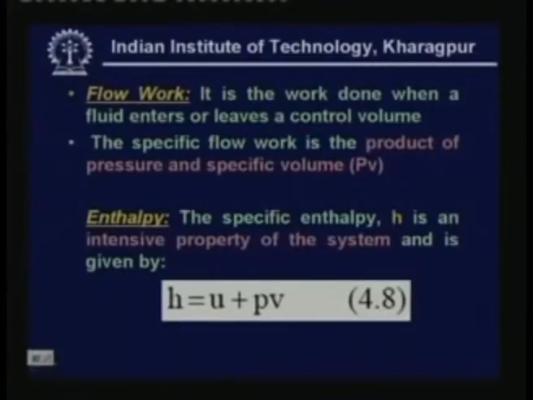Similarly, when the fluid leaves the control volume, it again has to do some external work against the pressure exerted by the surroundings. So again you have a flow work. It can be shown that the specific flow work is given by the product of pressure and specific volume existing at a point. Now what is the use of this flow work? Using this flow work and internal energy, we define a very important property called enthalpy, and the specific enthalpy, small h, is an intensive property of the system, and it is given by h is equal to u plus pv. That means enthalpy of a system is equal to the summation of internal energy plus flow work.